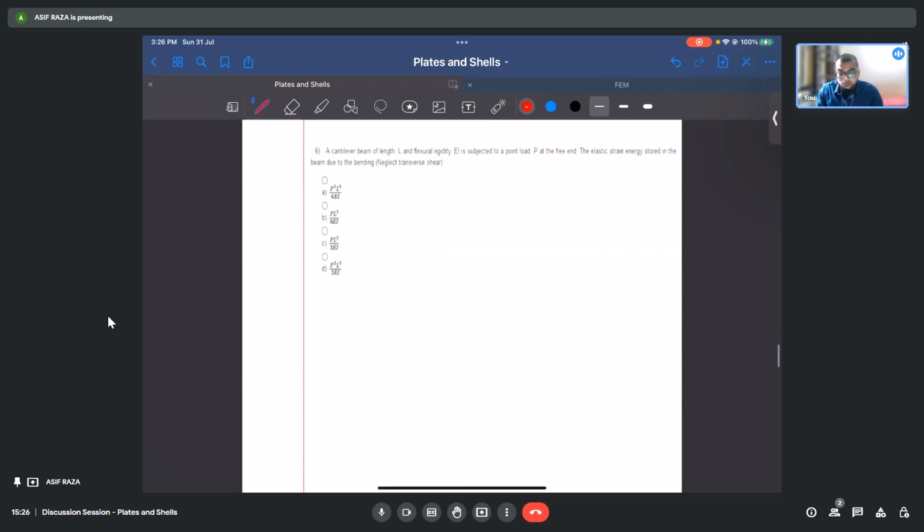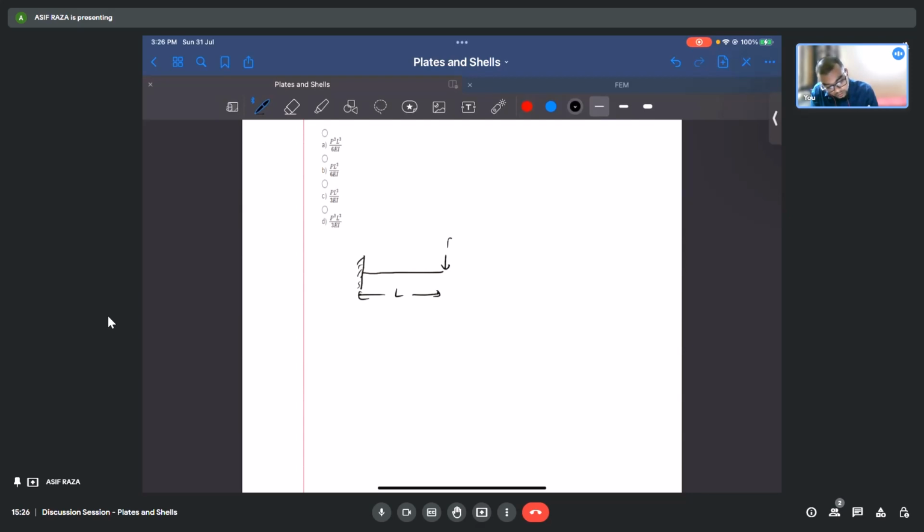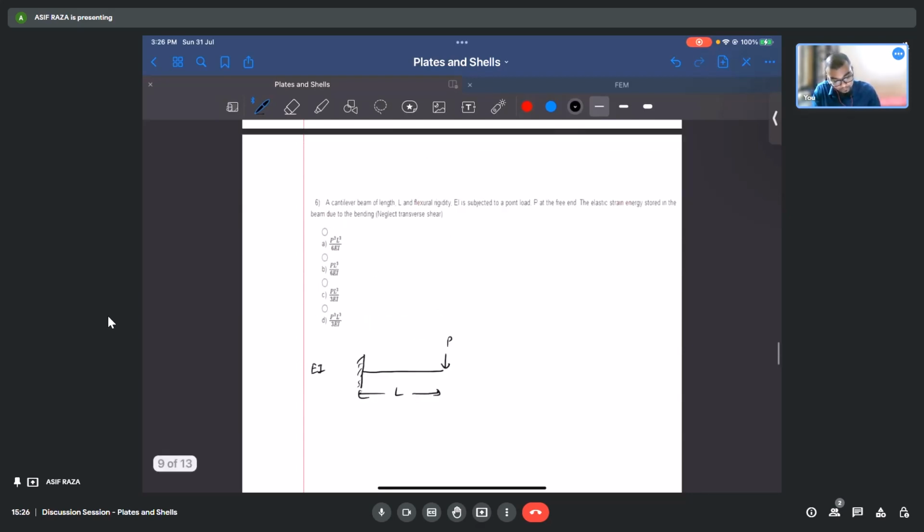Now let's solve the next question. Question number 6. We are given a cantilever beam of length L with flexural rigidity EI, which is subjected to a point load P at the free end. We have to find the elastic strain energy stored in the beam due to bending, neglecting transverse shear. So let's solve it. We are given a cantilever beam with length L, point load at the free end, and flexural rigidity EI.